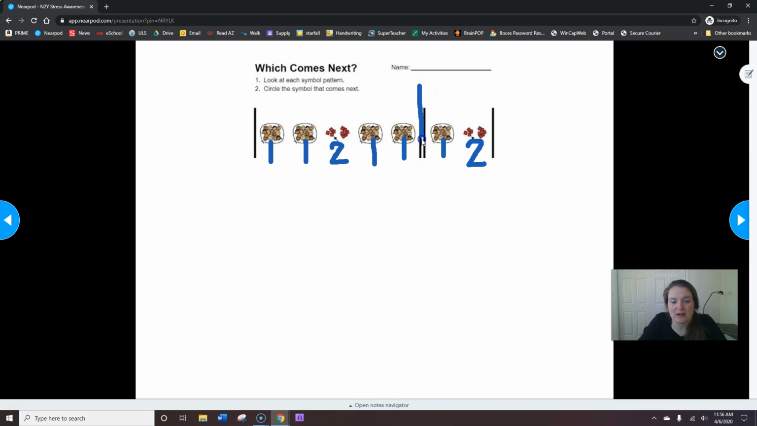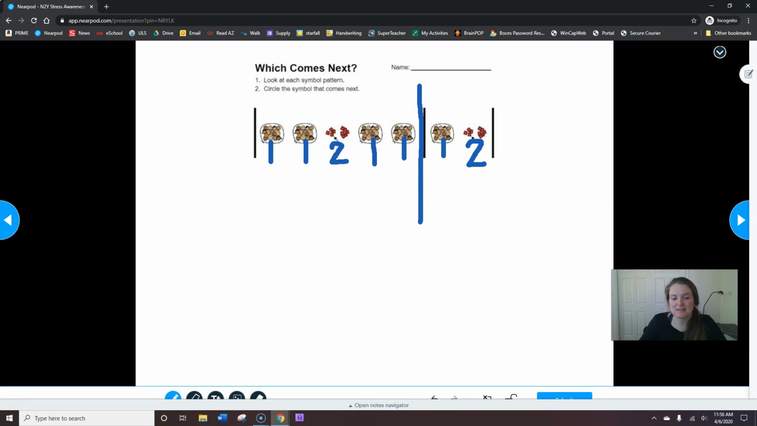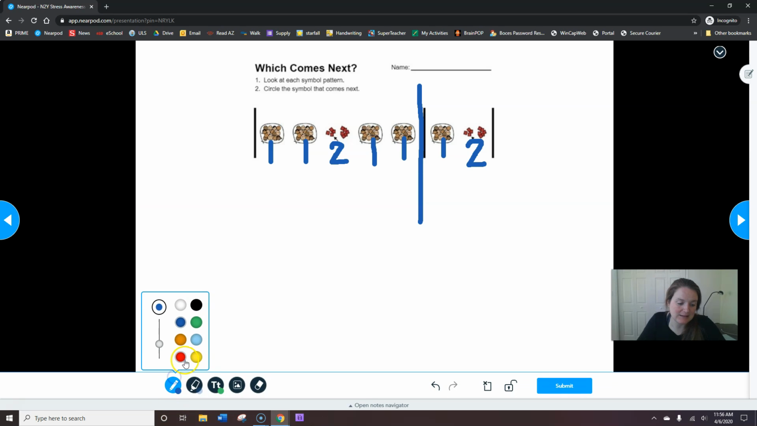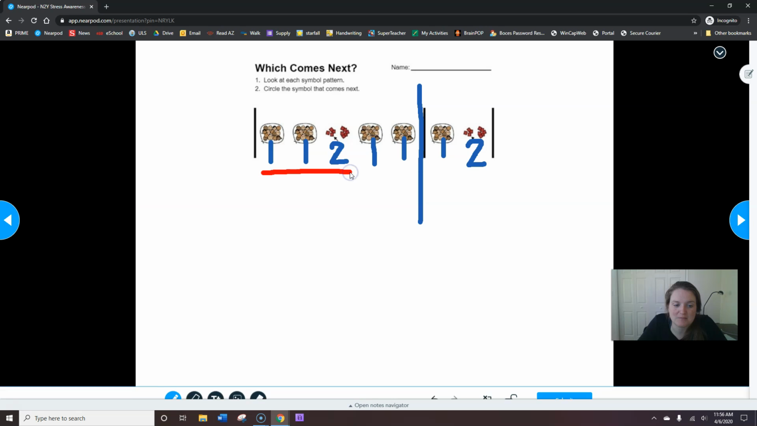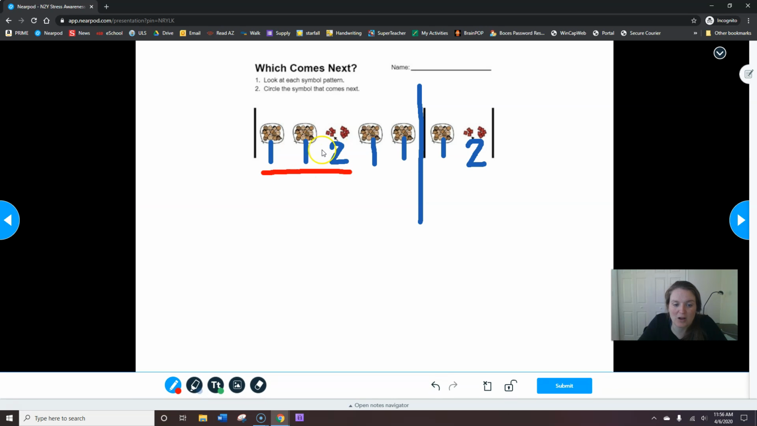Okay, after I get to my double line, that's when I have to decide what comes next. So here's the hard part, listening to our pattern. Our pattern today is 1, 1, 2. Can you say 1, 1, 2? Ready? We're going to keep saying it to see what comes next. 1, 1, 2. 1, 1, 2.